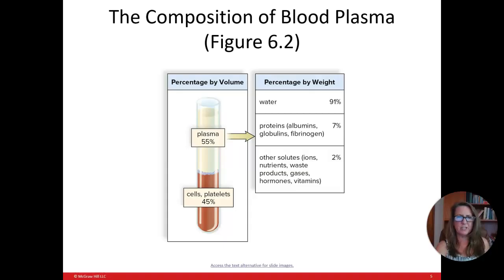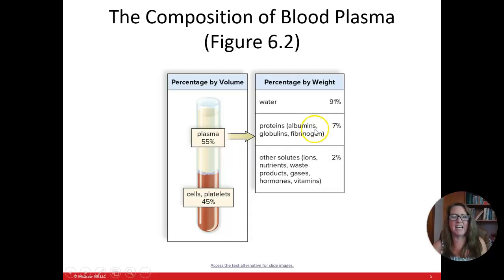All right, so here we go. Plasma is 55% of your blood. And then you can see if we take your blood and we put it in a centrifuge, then we can essentially get results like this. So you see that when we fractionize the blood, 55% is the plasma. So we talked about that.